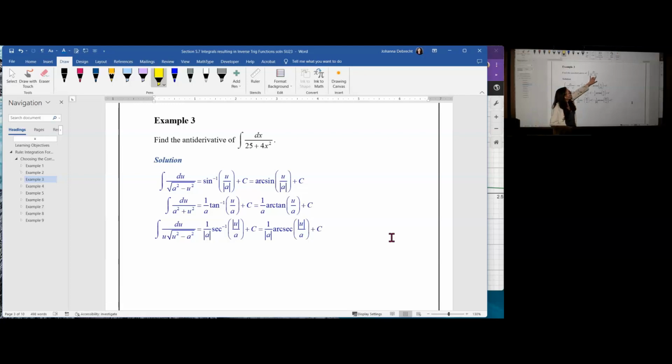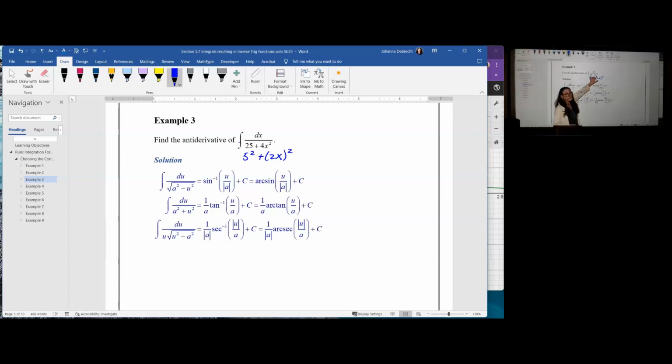When I'm looking at this one, I'm going to write this as 5 squared plus 2x squared. What I'm doing is I'm representing that denominator in terms of a and u. Because I have addition, I know it's not going to be arcsine or arcsecant, which requires subtraction, S for subtraction. The plus, T for arctangent. So I'm thinking this is arctangent.